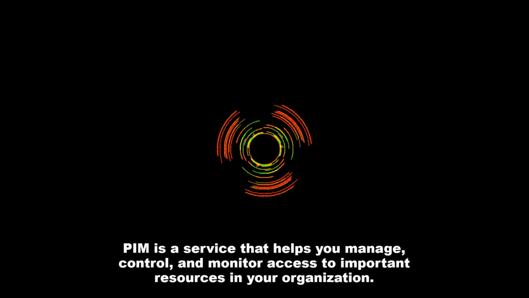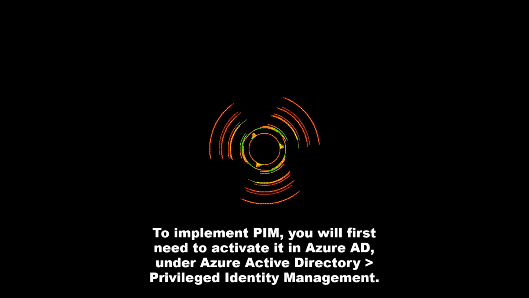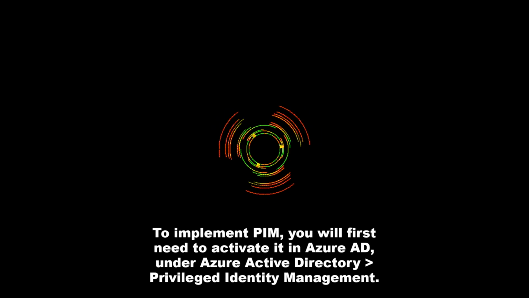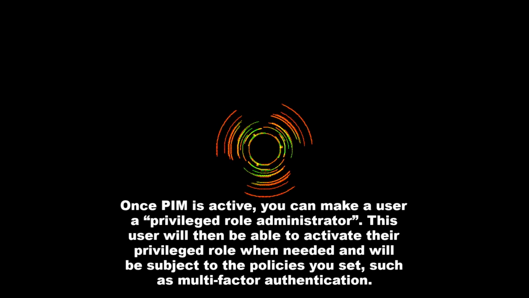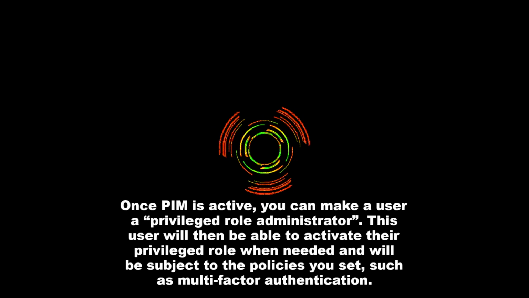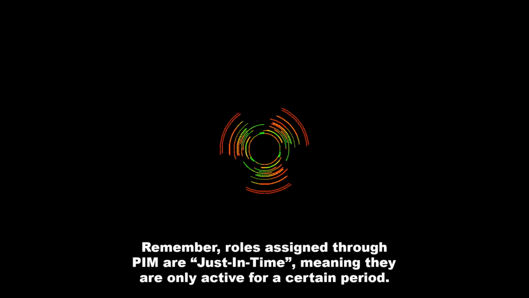Implementing Privileged Identity Management, PIM, for Azure AD roles. PIM is a service that helps you manage, control, and monitor access to important resources in your organization. To implement PIM, you will first need to activate it in Azure AD, under Azure Active Directory, Privileged Identity Management. Once PIM is active, you can make a user a privileged role administrator. This user will then be able to activate their privileged role when needed and will be subject to the policies you set, such as multi-factor authentication. Remember, roles assigned through PIM are just in time, meaning they are only active for a certain period.